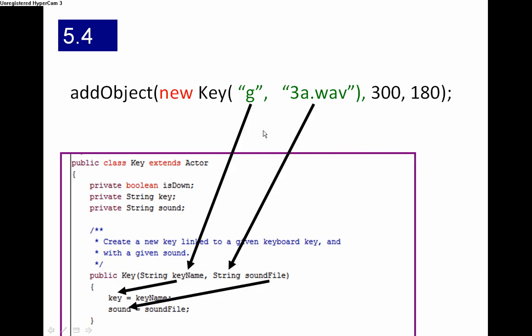Whenever we add a new object like this, it's passing the information in through the parameters. So key name is now equal to G, and sound file is now equal to 3a.wav. These are variables our key class can't use because we didn't declare them up here, but we did make one called key and one called sound, so we stick key name into key and sound file into sound.